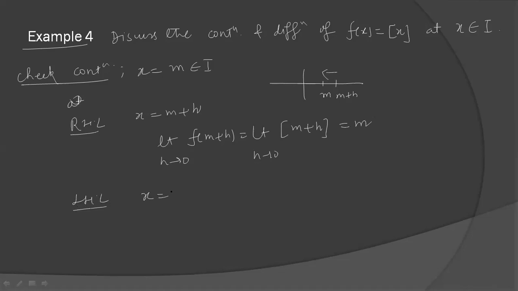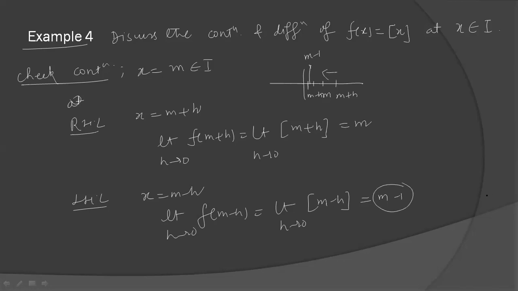LHL will be x equal to m minus h. Then limit h tending to 0 of f of m minus h equals limit h tending to 0 of the greatest integer of m minus h. Then the greatest integer will be m minus 1 because m is an integer. So the greatest integer of m minus h will be m minus 1. So you will get m minus 1.